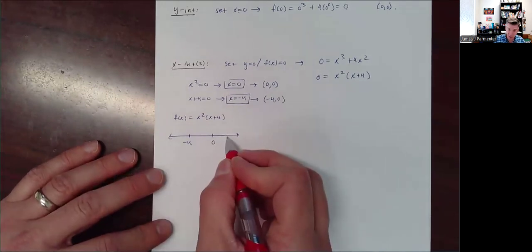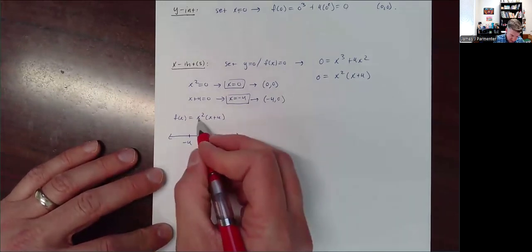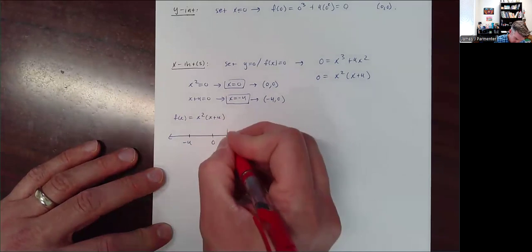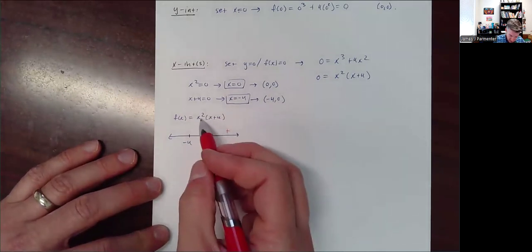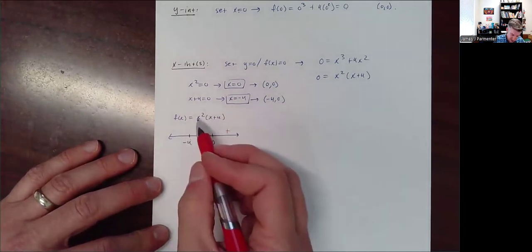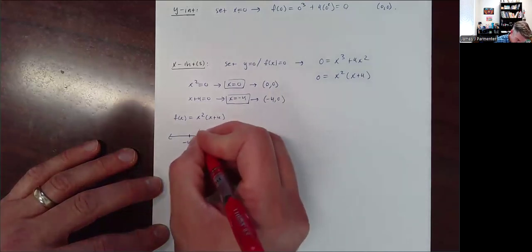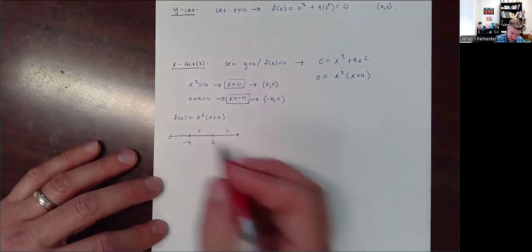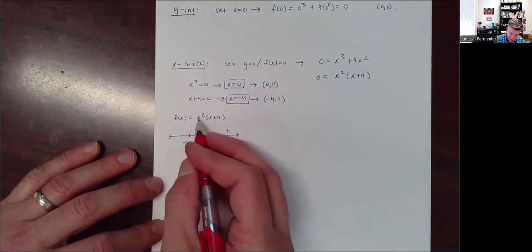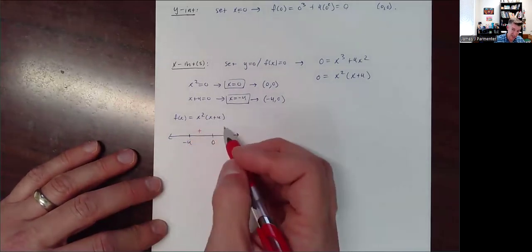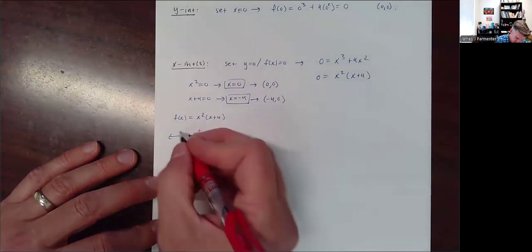So pick a number bigger than 0, like 1. 1 squared is positive, 1 plus 4 is positive. Positive times positive is positive. If I pick a number between 0 and negative 4, like negative 1, negative 1 squared is still positive, negative 1 plus 4 is positive, and then positive times positive is still positive. And finally, if I pick a number less than negative 4, like negative 5, negative 5 squared is positive, but negative 5 plus 4 is negative, and a positive times negative is negative.